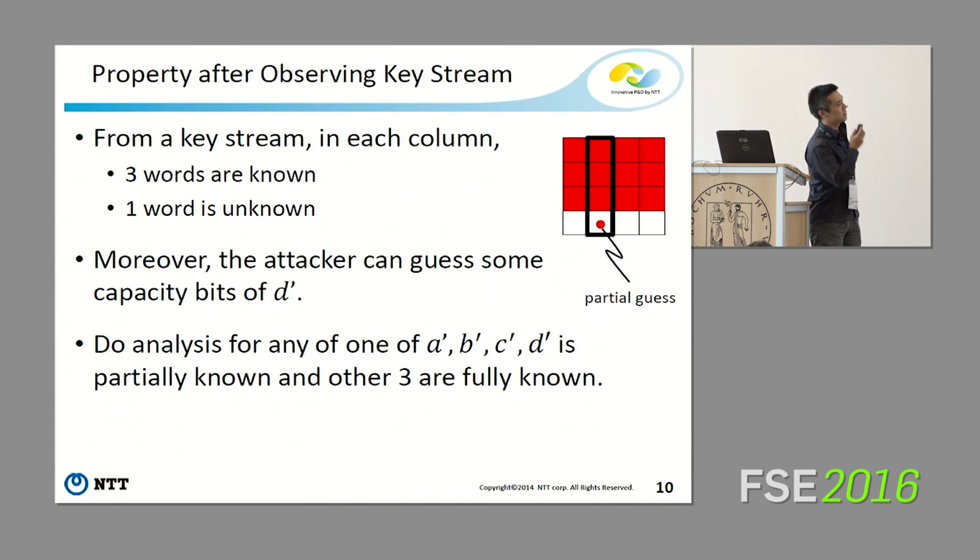Okay, so let's summarize and consider the attack scenario. Because NORX is sponge-based, the rate values can be observed from the key stream. So those 12 words are known. And then the attacker can first guess some bits in the capacity. Remember that winning just one bit is enough to make some valid attack. So we did this analysis: any one of A', B', C', D' is partially known, and the other 3 are fully known. Okay, so I want to show one example here.